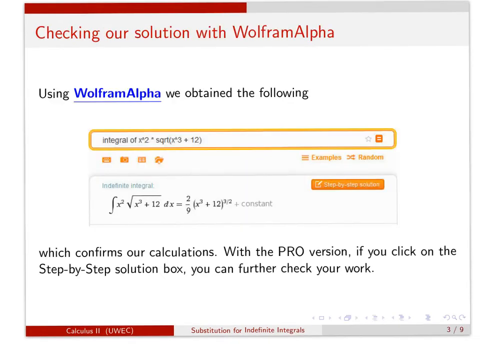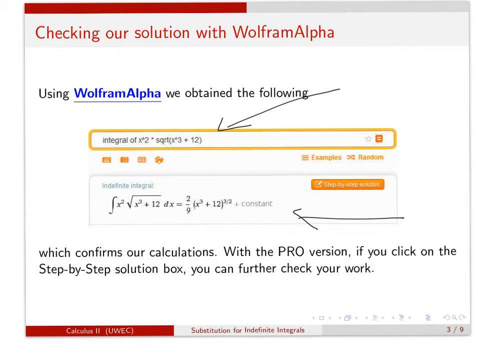Now, WolframAlpha is a very easily used and powerful program. It can do integrals like we just did. Here we have what I entered into WolframAlpha, integral of x raised to the 2 times sqrt, which is the square root in WolframAlpha, with parentheses around the x raised to the 3 plus 12. And then I hit enter, and the result is shown down here. Exactly what we found.